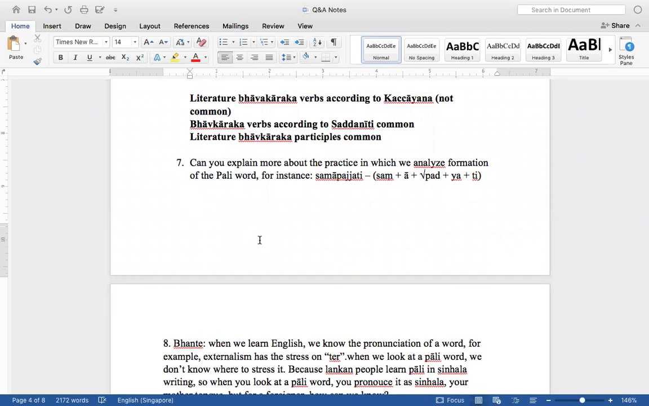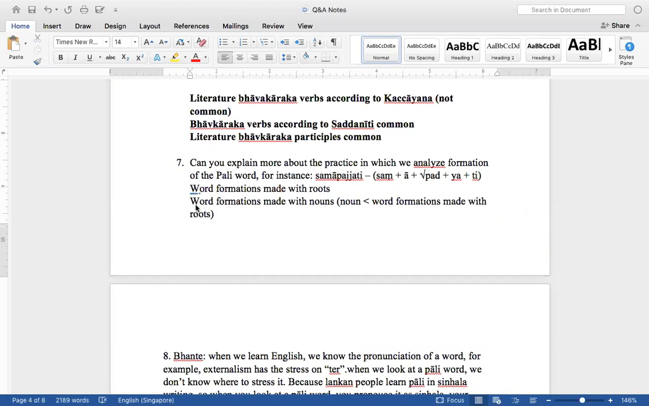So shall we go to the word formation? In the word formations, we have two types of word formations. Word formations made with roots, then word formations made with nouns. Even though we have a secondary word formation, which we call secondary derivatives, these nouns also evolved from word formations made with roots. So in the end, we have only one type of word formation, that is always a root word formation.